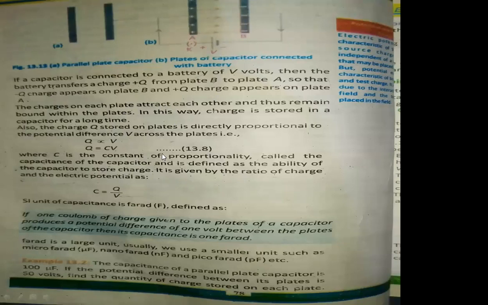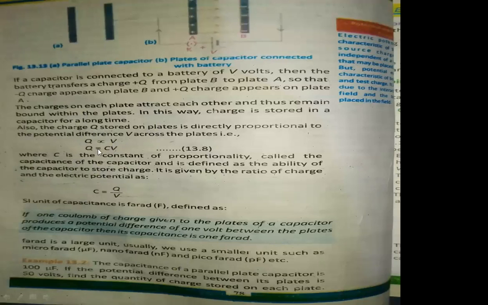It has been observed that whenever the charge is stored, charge Q is directly proportional to the potential difference. More the potential difference, more will be the charge. Lesser the potential difference, lesser will be the charge stored. This is the directly proportional sign. Directly proportional means if one thing increases, the other thing increases. If one thing decreases, the other thing will decrease.